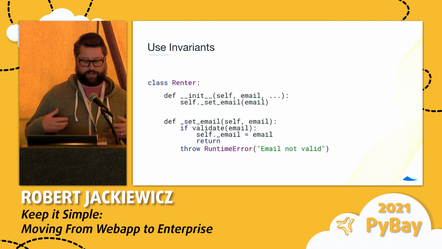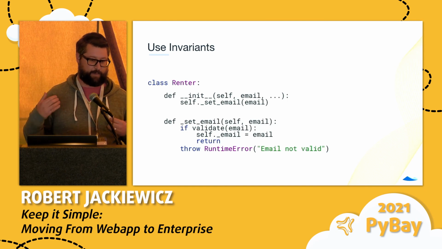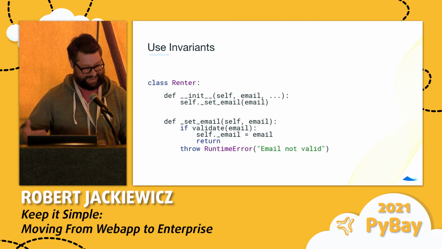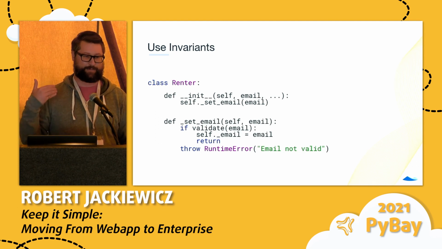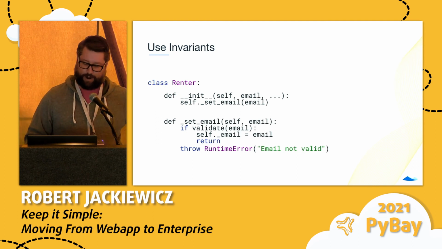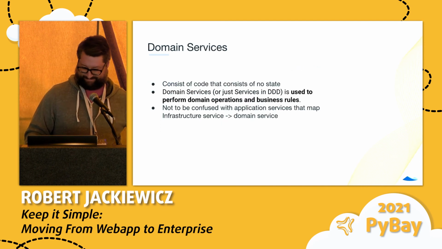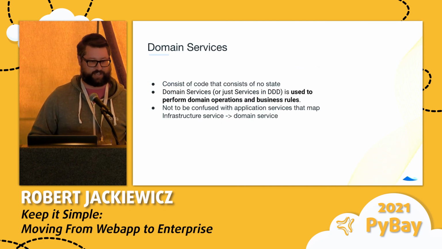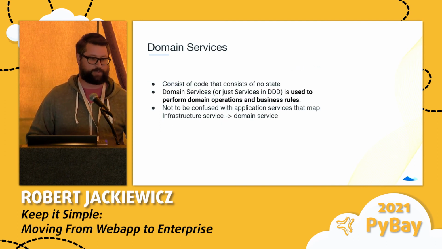Even better, you can use invariants. Invariants are just a way of protecting yourself, where if a programmer tries to misuse your object, you throw an exception. Your code should never get here in production. This is more of something to catch an error from the very beginning, or you can use descriptors. And domain services are just code with no state that helps your domain model.